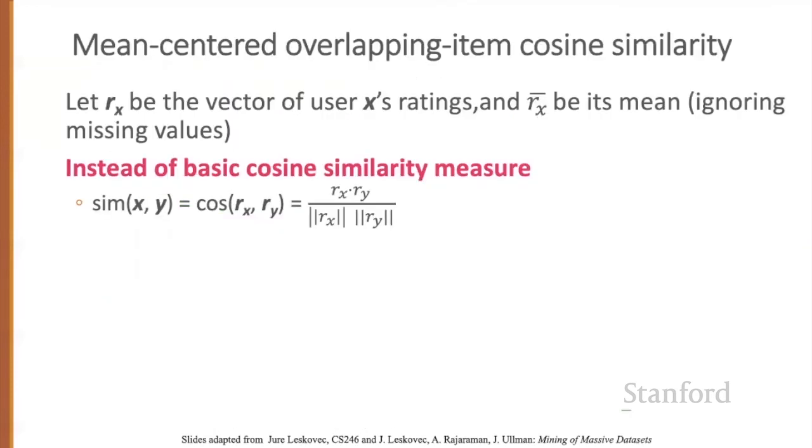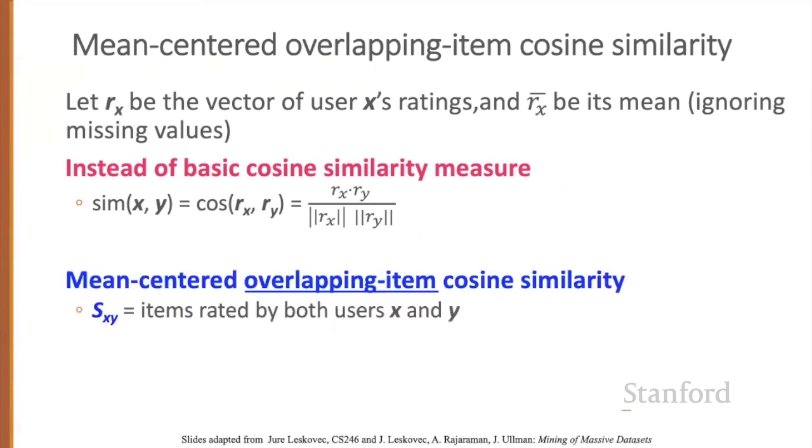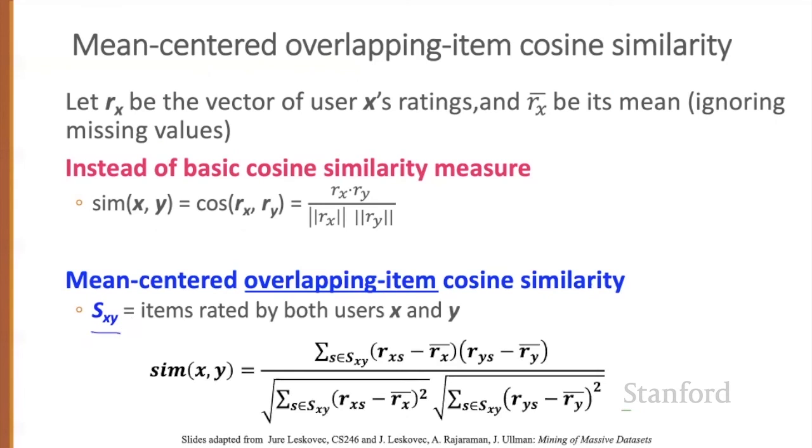In summary, here's the mean-centered overlapping item cosine similarity algorithm for user-user similarity. Instead of the basic cosine similarity between user X and user Y, the mean-centered overlapping item cosine similarity, we only look at items rated by both users X and Y. And for every such item, we subtract out the mean for each user and now take the mean-centered overlapping item cosine. It turns out, by the way, that mean-centered overlapping item cosine similarity is a slight variant of the Pearson correlation.